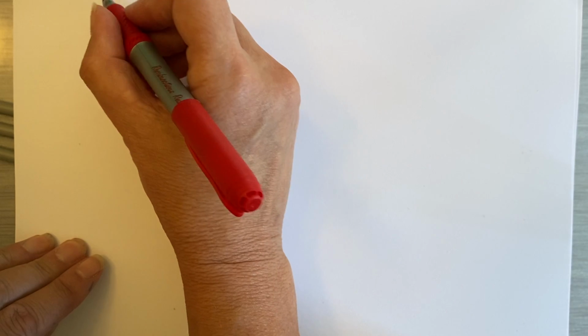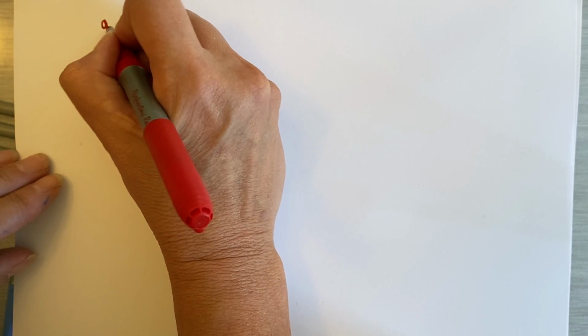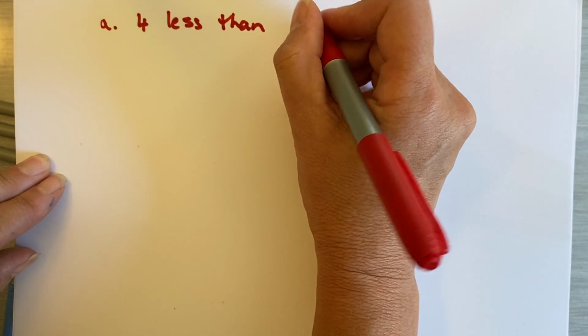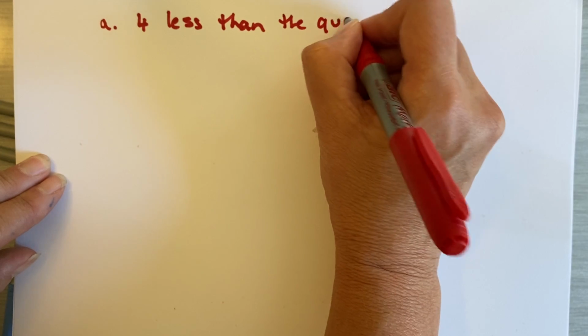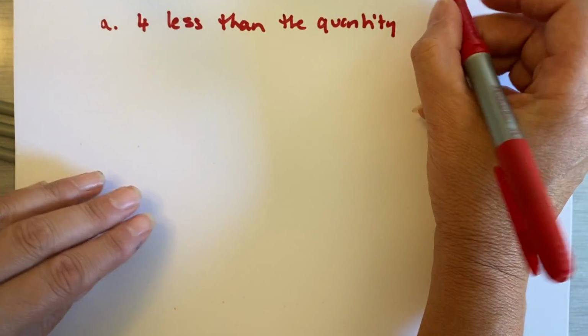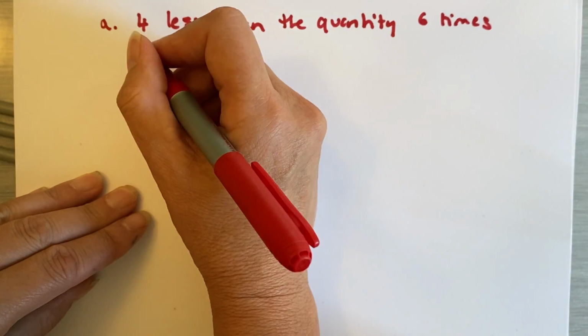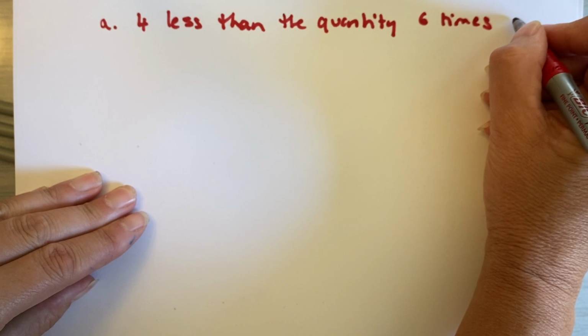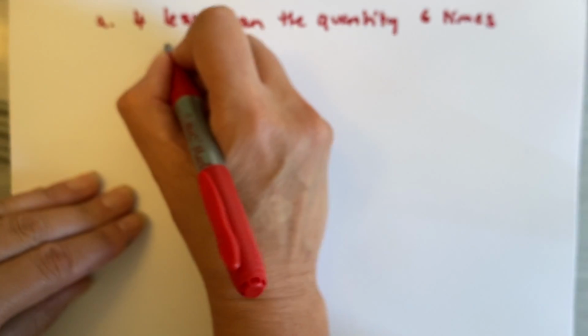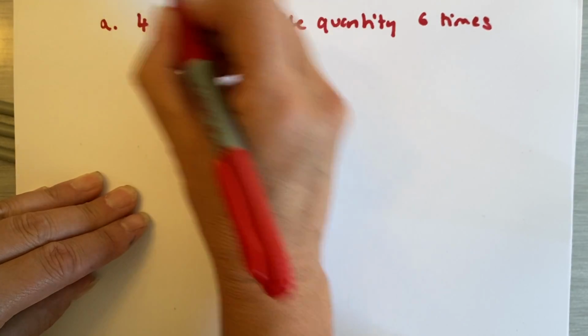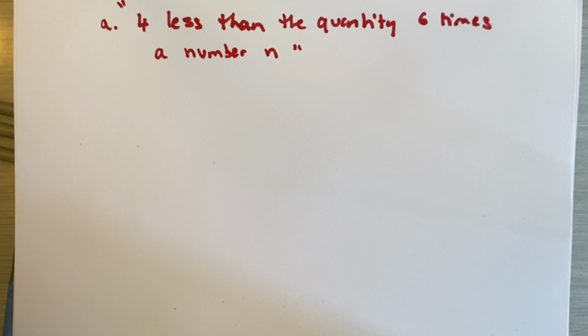Okay, so if I have 4 less than the quantity six times a number n. The book says a number n. I guess I will write it the way the book is so you're not confused. A number n. How do you take this phrase and put it into an expression?